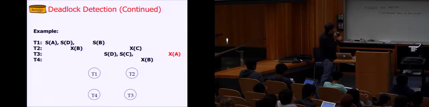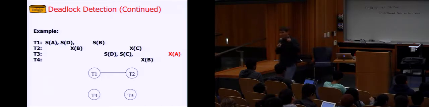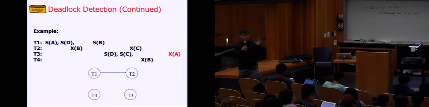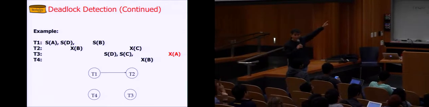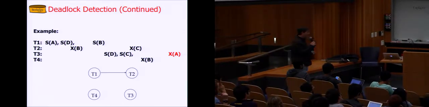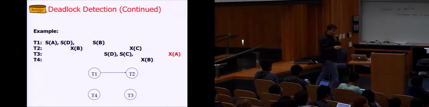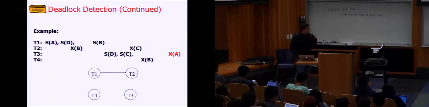But here we have T1 requesting an S lock on B, and it will conflict with T2. So T1 is waiting for T2. This is not a conflict graph. This is a waits-for graph, although they're pretty similar. These are lock requests, not reads and writes. Just to be clear, this is a different graph than the one we did for conflict serializability. This is a waits-for graph.